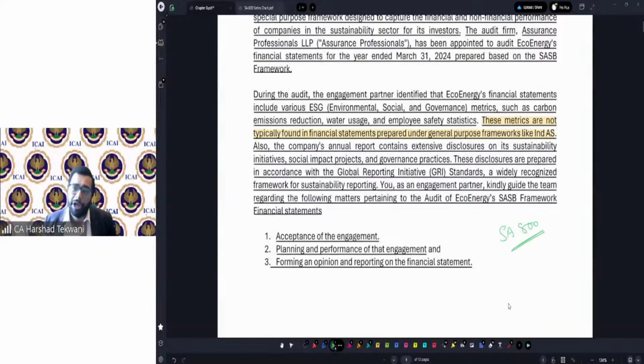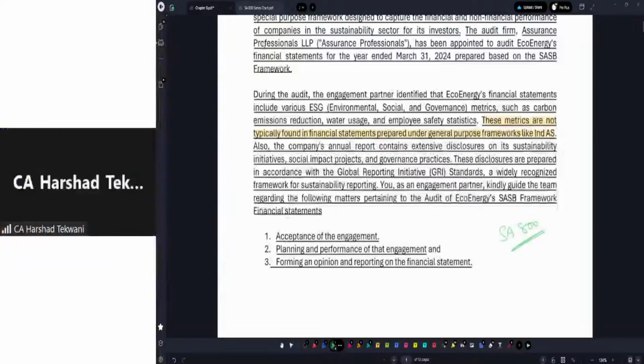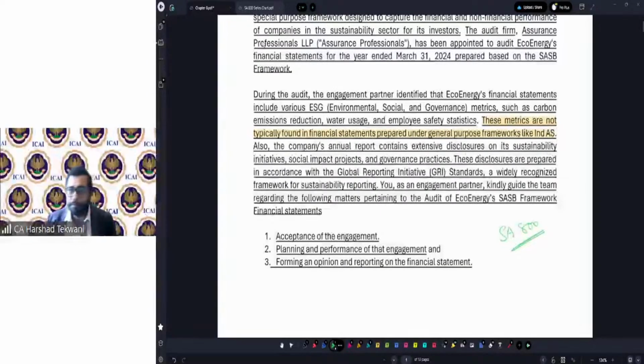Now, the next question. I told you the SA. What is the requirement with respect to acceptance of engagement? Can anyone tell me the requirement with respect to acceptance of the engagement? Come on, guys. What is the requirement with respect to acceptance of engagement under SA 800? Pretty simple.